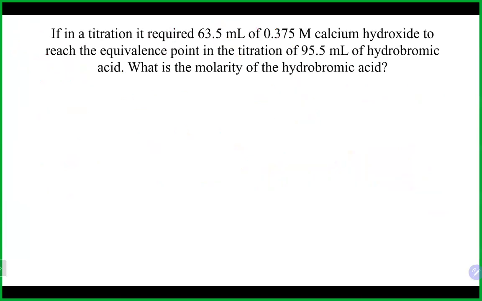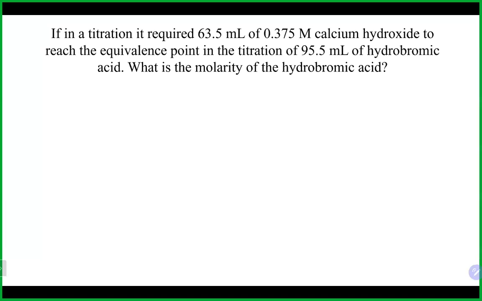So give it a go. In a titration, it requires 63.5 milliliters of 0.375 molar calcium hydroxide to reach the equivalence point of 95.5 milliliters of hydrobromic acid. What is the molarity of the hydrobromic acid? So why don't you take a moment there, work through those steps, and see what you come up with. Okay, let's take a look.